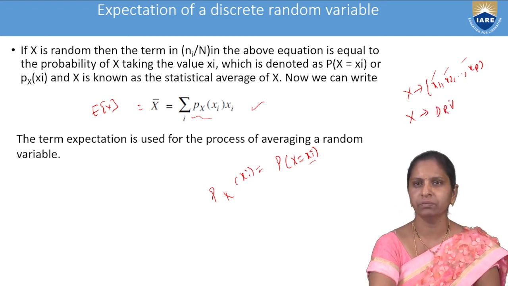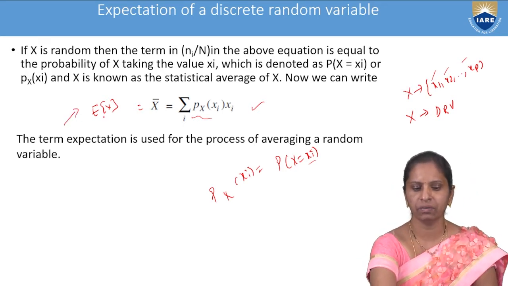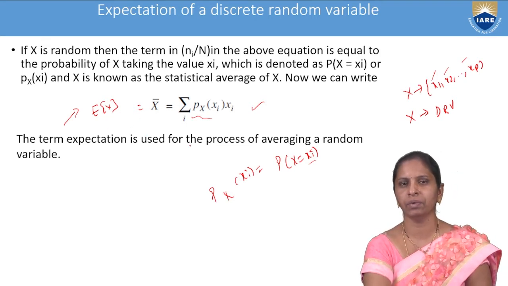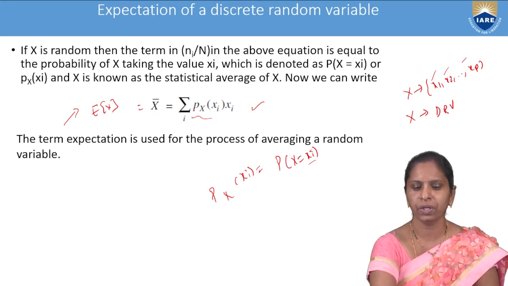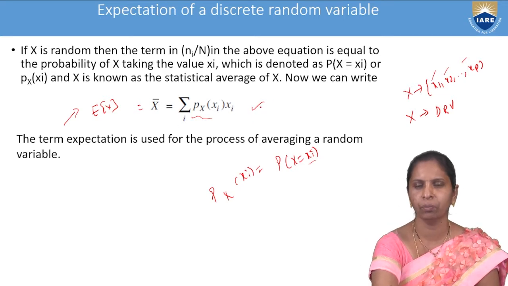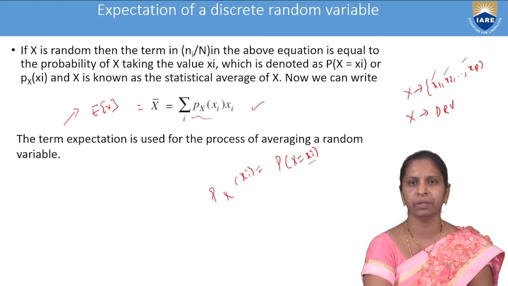For the discrete random variable, you can calculate the expectation of the random variable x as u of x equals sigma i, where i may be from 1 to infinity, or 1 to n, or minus infinity, of px of xi times xi. What does px of xi represent? The probability that the random variable x takes the value xi. So this is the expectation formula, the formula to calculate the mean or statistical average of a discrete random variable x.